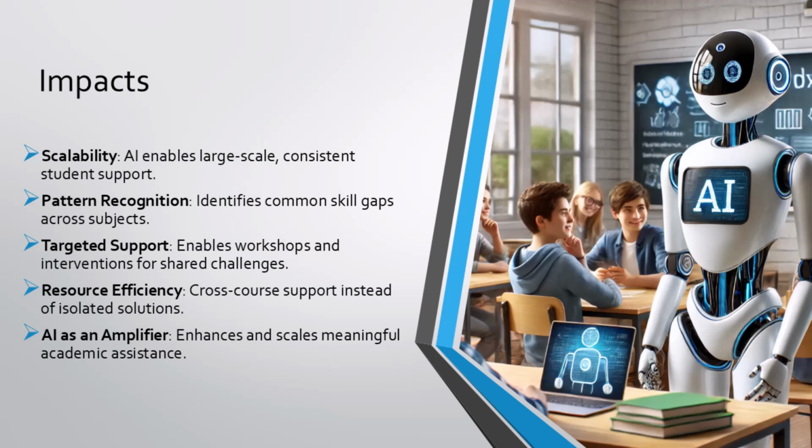That means we can offer targeted support, say a critical thinking workshop or one-on-one help, without needing to build a custom intervention for each course. It also means we can use our support resources more efficiently. Instead of running separate programs for every course, we can create cross-course support that serves a wider group of students. It's smarter, more sustainable, and ultimately more helpful for students.